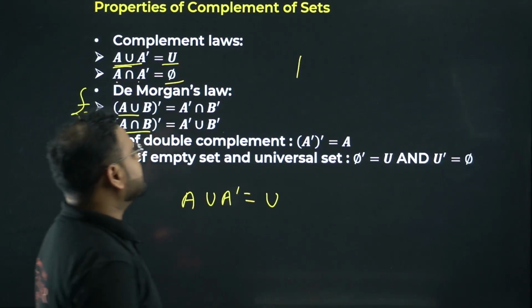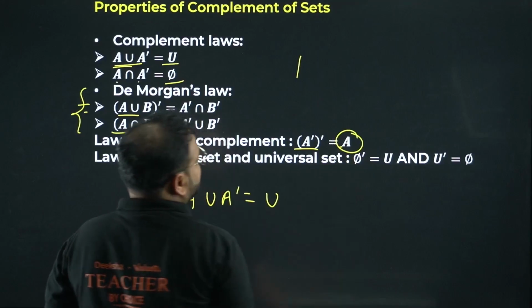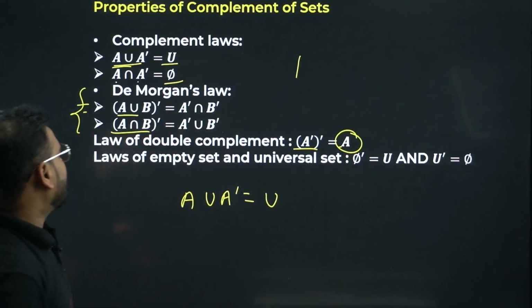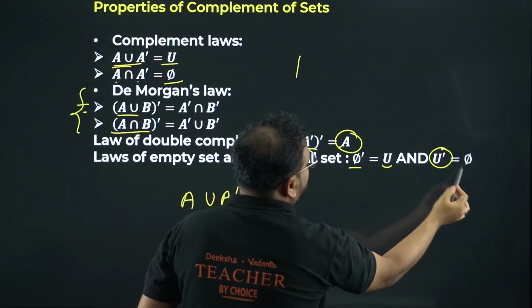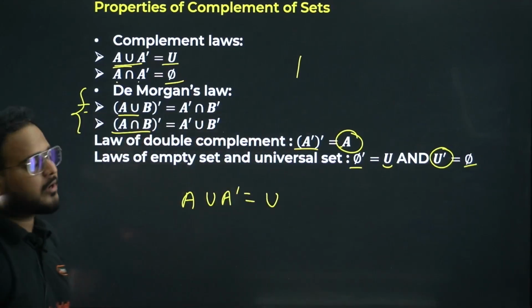Law of double complement is also there: the same set repeats. Laws of empty set and inverse set: complement of null is universe and complement of universe is null.